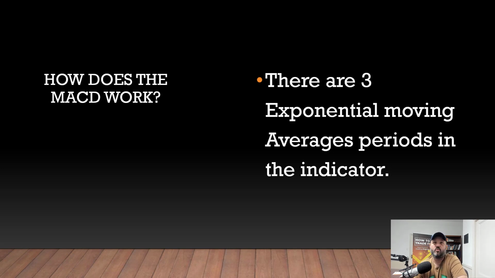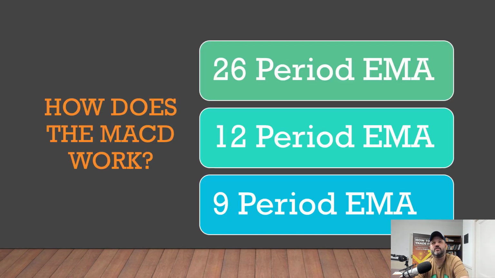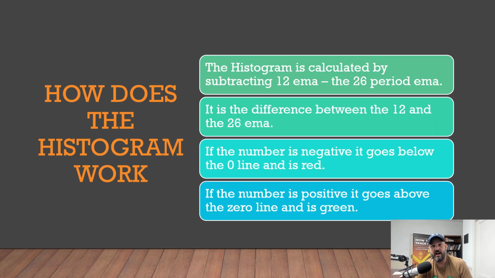And so how does it work? Well, there are three exponential moving averages inside of the indicator, right? And so here are the three. There's the 26-period EMA, a 12-period EMA, and then a 9-period EMA. So there's three moving averages. And it's not exactly as you would think when it comes to how it's calculated. The MACD is calculated by subtracting the 26-period EMA from the 12 EMA. It's actually the difference between the 12 and the 26.